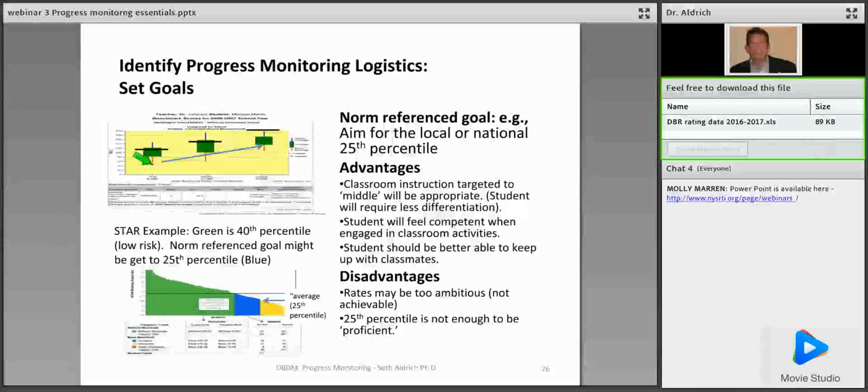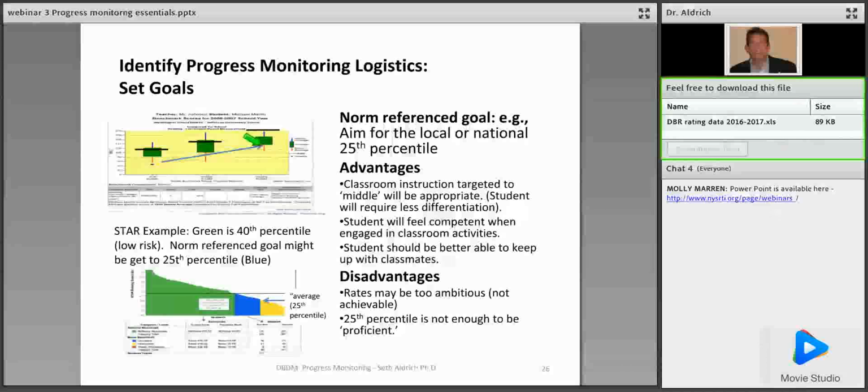And for a norm referenced goal, what I'm trying to do is by the end of the year, I want to accelerate that student, we call it into the green, where the student is kind of in the pack of their peers. And again, this might be locally or nationally, or compared to some peer group. We want to get them into the green.